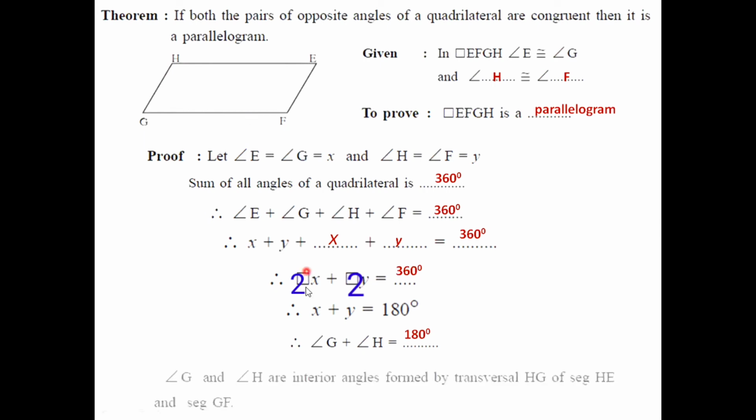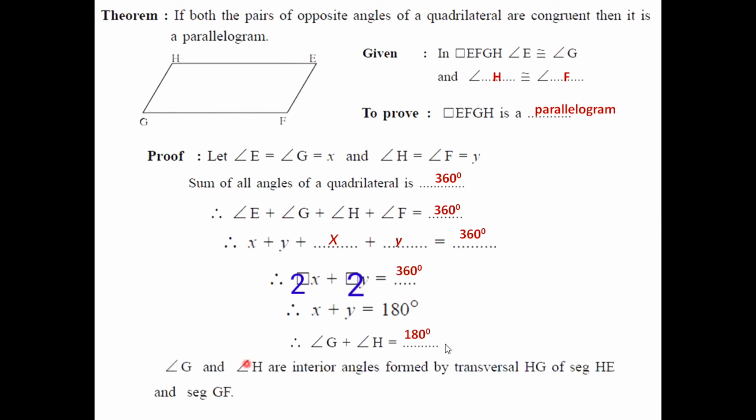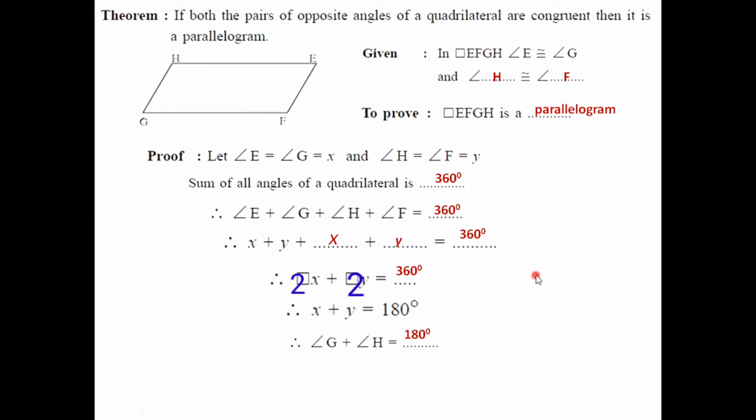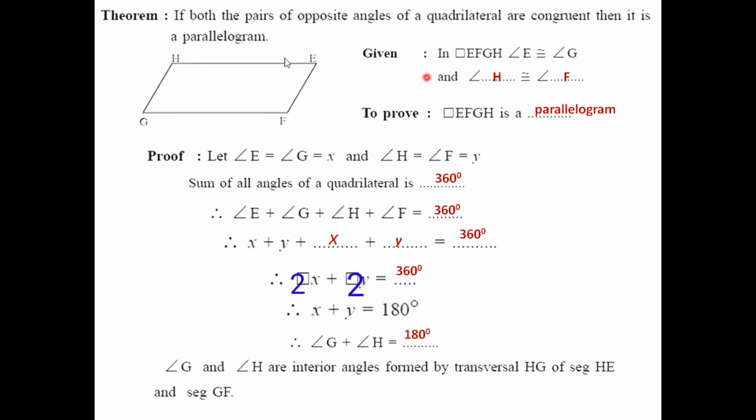So by the interior angles test, we have these two lines are parallel. Similarly, we can prove the second pair of opposite sides is also parallel. And by the definition of a parallelogram, we can prove that the given quadrilateral EFGH is a parallelogram. So we have proved what we had to prove.